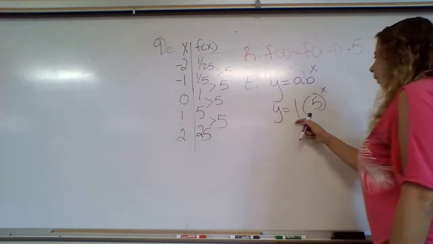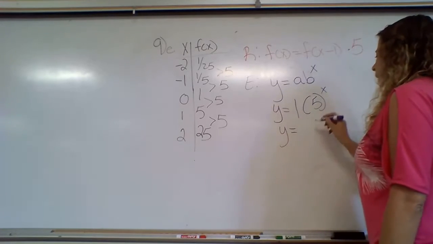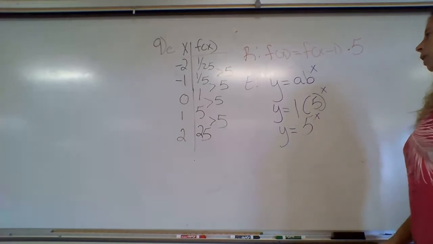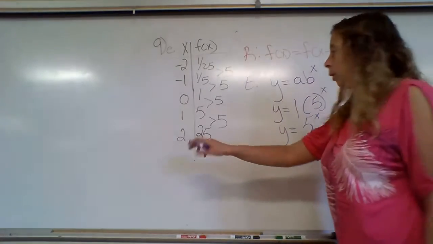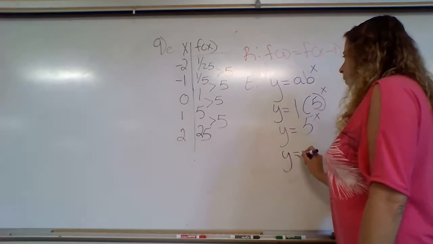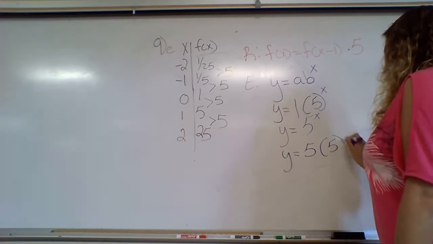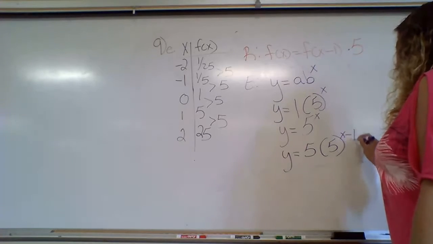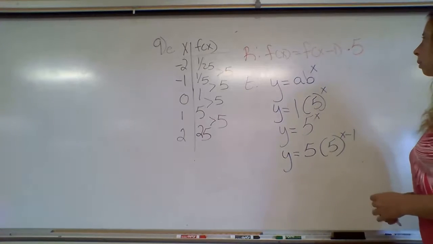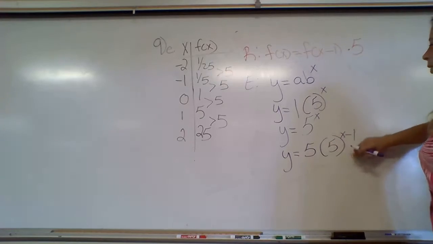So y equals 5 to the x. You could leave it like that. Technically, you don't need to write the 1 because 1 times 5 to the x is just 5 to the x. Okay. If you wanted to use the first term when x equals 1, you could. x equals 1, y is 5. Then you would have y equals the first term, which is 5. We're still multiplying by 5. But since you use the first term, it's x minus 1. So either one of those works. But that's your recursive. So recursive, and then any of these explicit equations works.